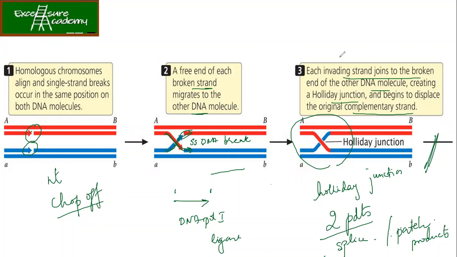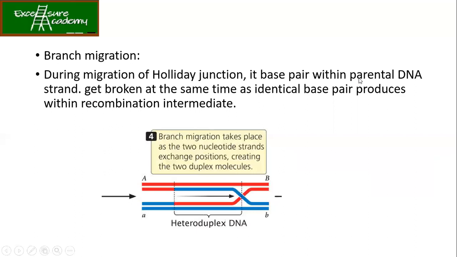Okay, now branch migration. So it doesn't stop there. It is going to migrate. This migration is only possible because, of course, it is going to break the hydrogen bonds between these and form hydrogen bonds between these. Now, why is it possible? Because they are homologous chromosomes, and hence they are sharing complementary base pairs. Correct? Is this much clear? Why was the branch migration possible?